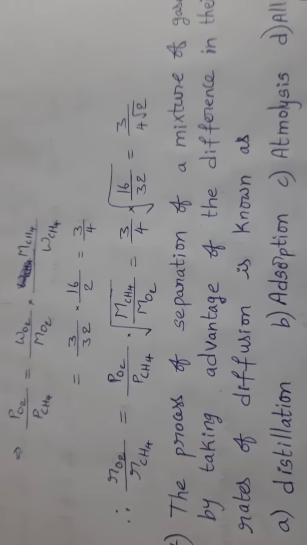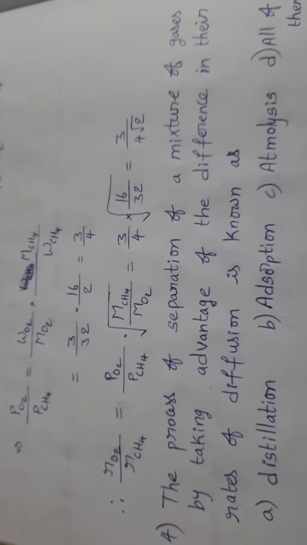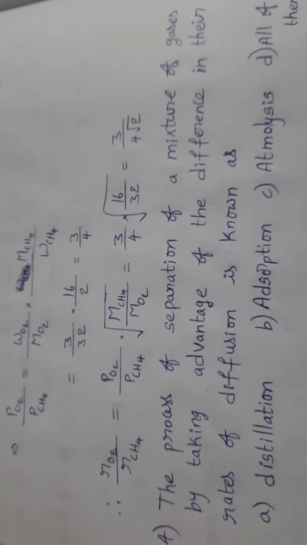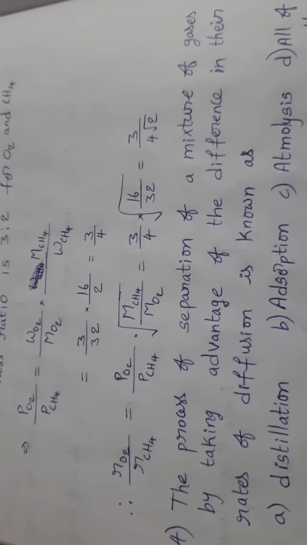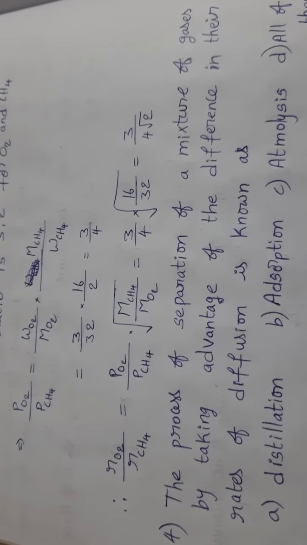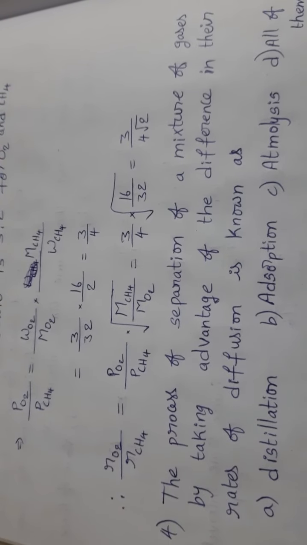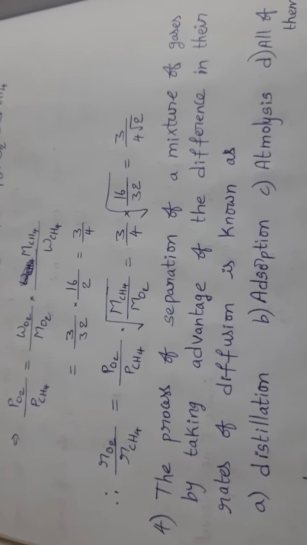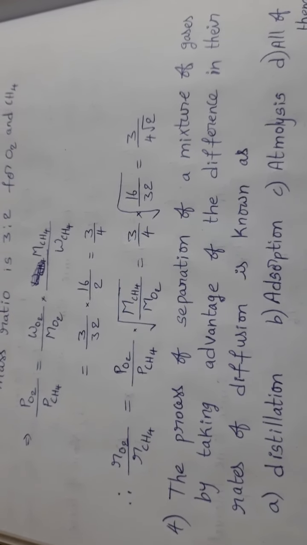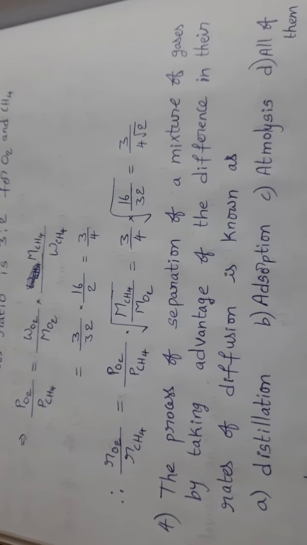Okay. Next, the process of separation of a mixture of gases by taking advantage of the difference in their rates of diffusion is known as. So in a gaseous mixture, different gases are there, and they can diffuse with different rates. That means one gas can diffuse faster, another one slower, another one very slow. Like this, they have different rates of diffusion. Based on this, we can separate those gases from that mixture. This process is called, what is that?